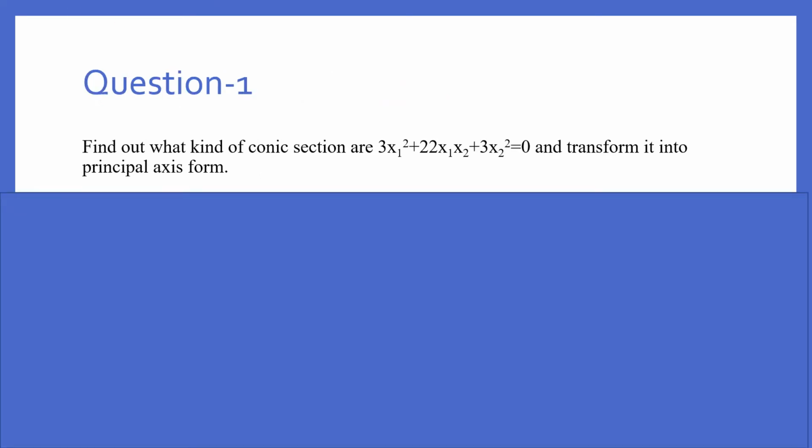So we have the first question. Find out what kind of conic section 3x1 square plus 22x1 x2 plus 3x2 square is equal to 0 is, and transform it into principal axis form. So we have a quadratic equation, and we have to find out what type of conic section this particular quadratic equation represents, and also transform it into the principal axis form.